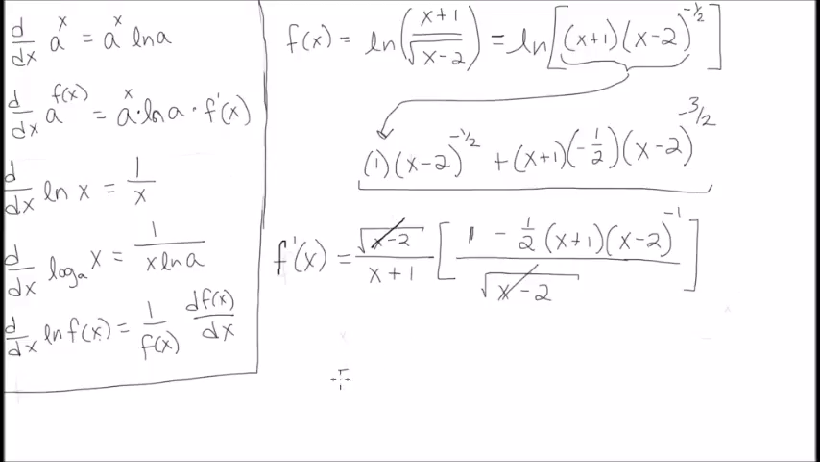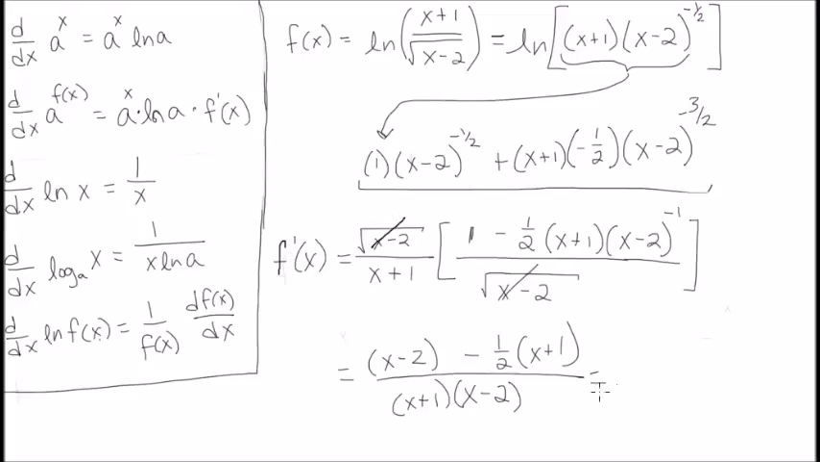So in order to do that, I need to multiply through x minus 2 with this first term. So I get x minus 2 on the top minus 1/2 times x plus 1 over x plus 1 times x minus 2. Go ahead and pause the video if you need to follow through the steps that I just did, because I did a number of steps all at once.